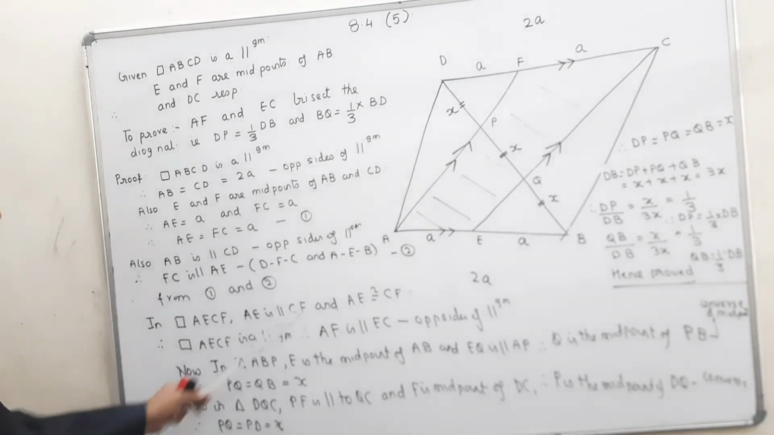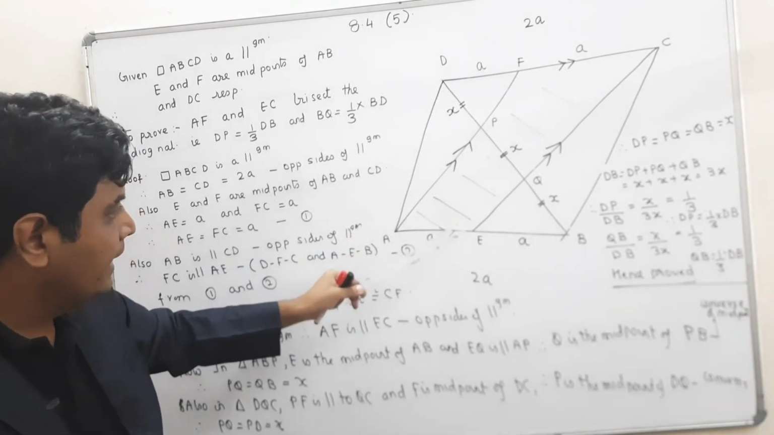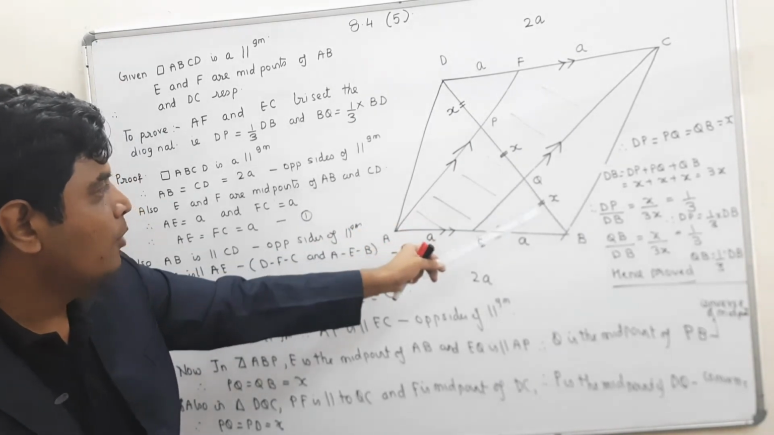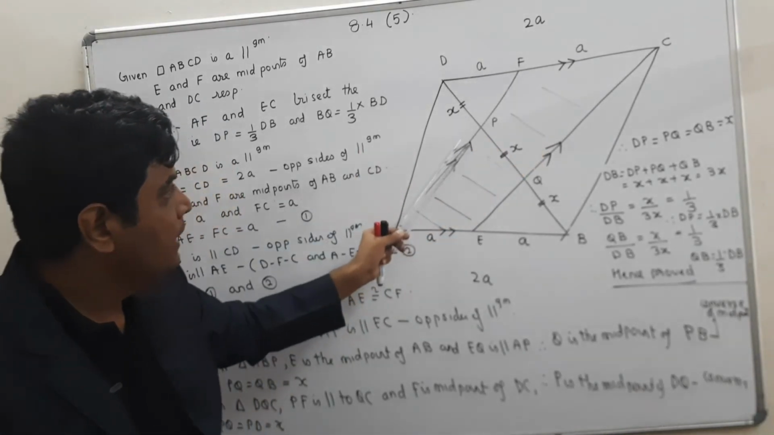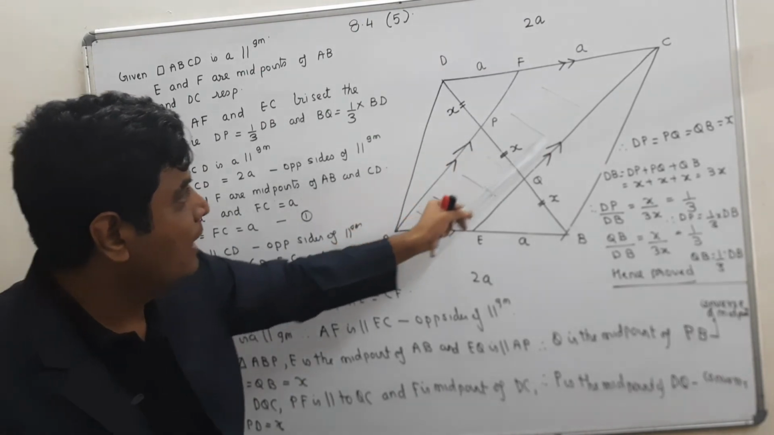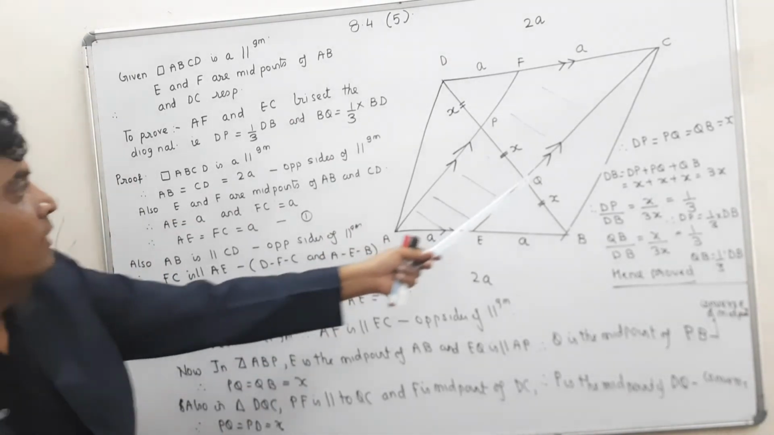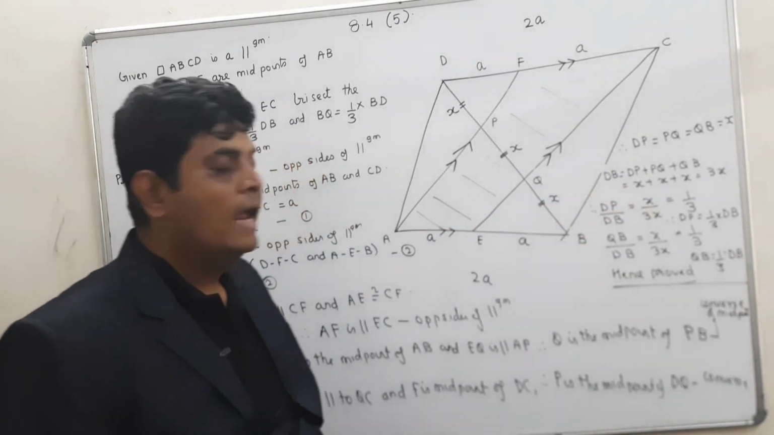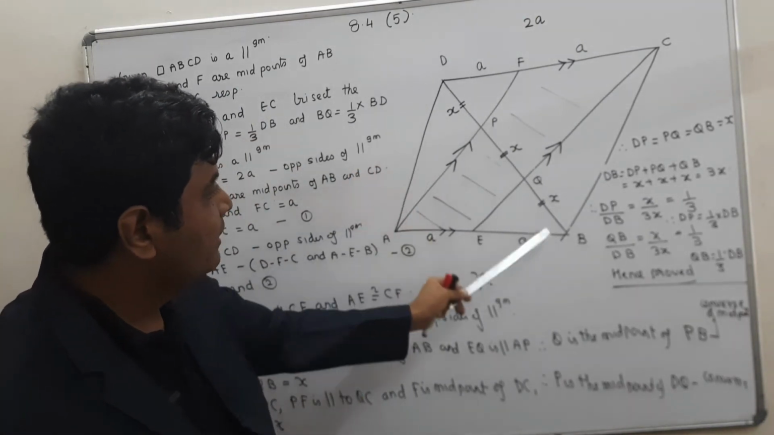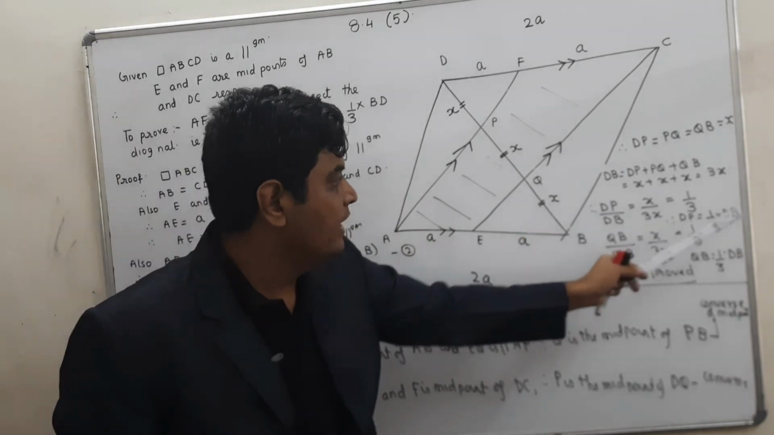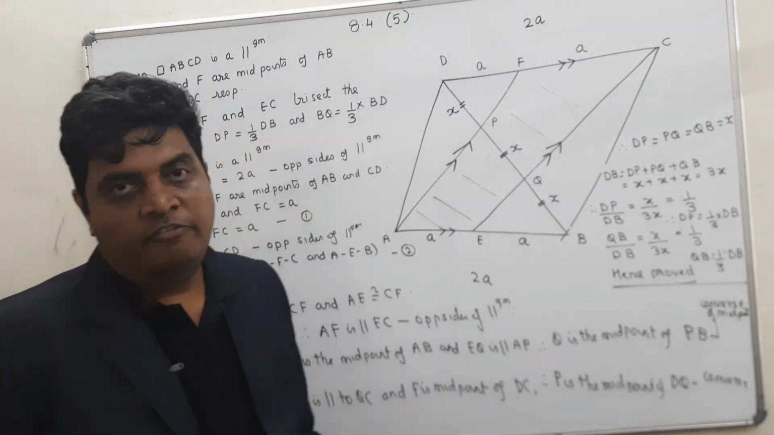Now in triangle ABP, you have this side parallel to this side and E is the midpoint. Therefore, Q becomes the midpoint. Therefore, both are equal to X. Similarly, in triangle DQC, F is the midpoint and PF is parallel to QC. Therefore, P is the midpoint. This is X and this is X. So, you get all three: DP is equal to PQ is equal to QB is equal to X. Therefore, DP upon DB will be X divided by 3X, 1 upon 3. DP is 1 upon 3 into DB and similarly QB is also 1 upon 3 into DB. Hence, we have proved this sum.